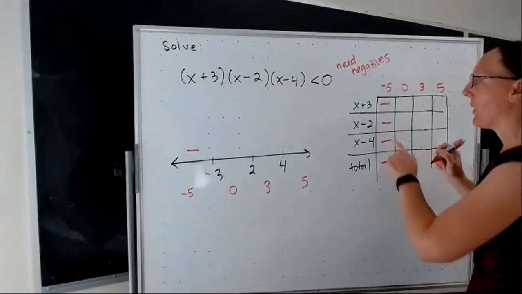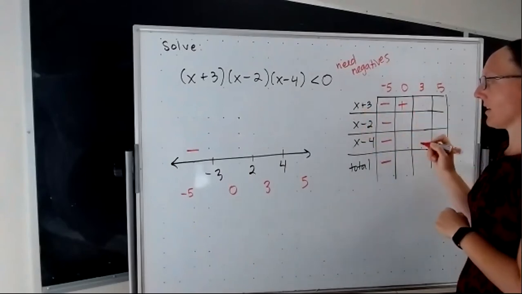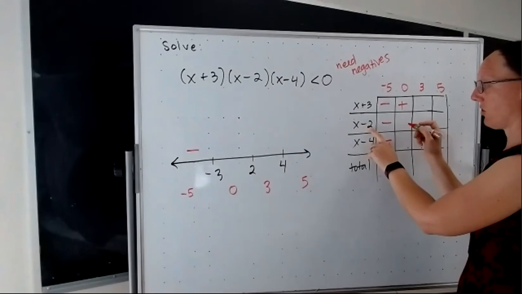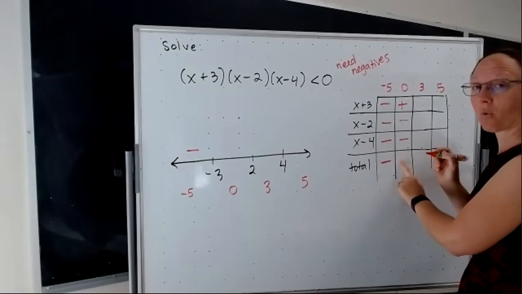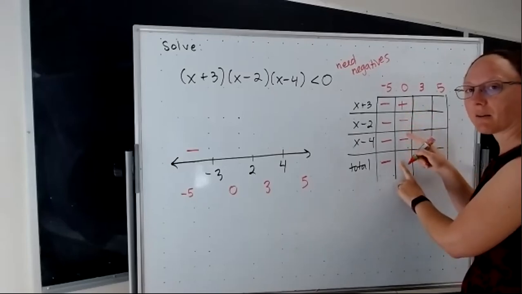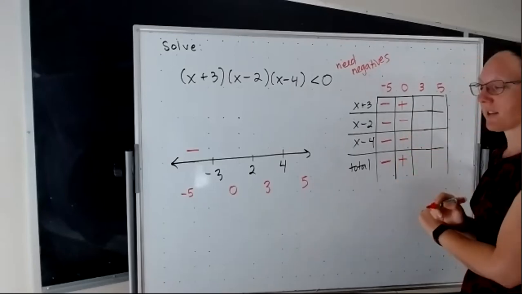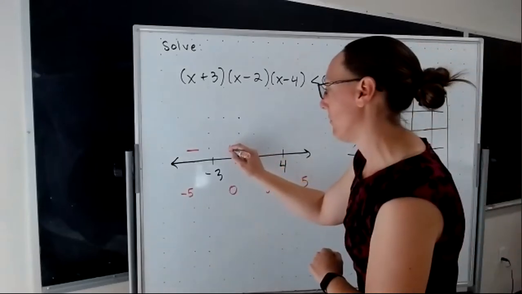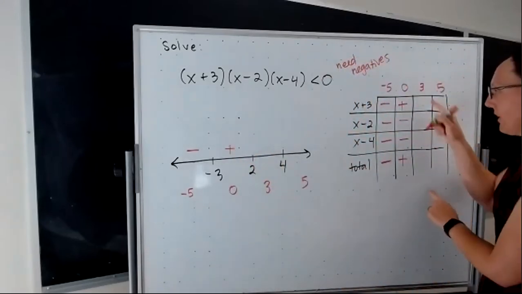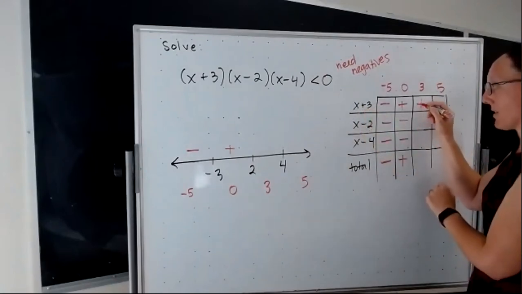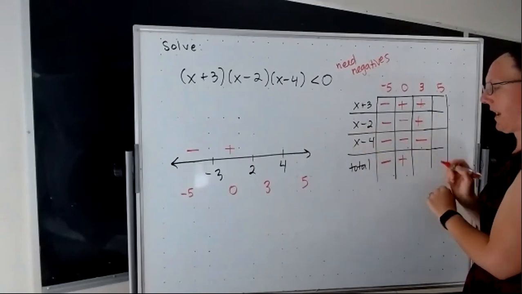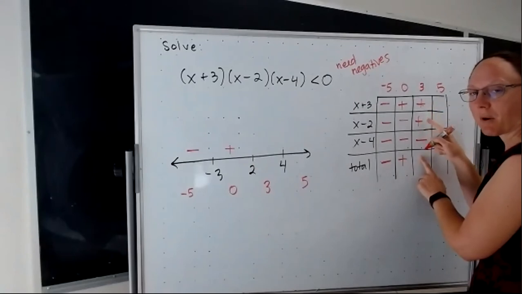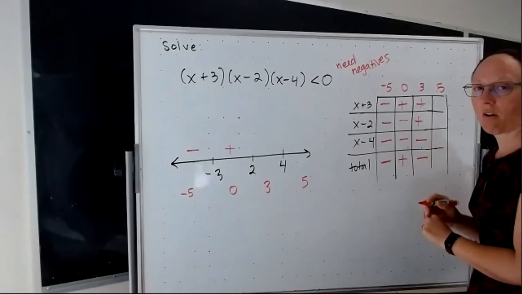When I think about putting the 0 in, 0 plus 3 is positive. 0 minus 2 is negative. 0 minus 4 is negative. And my overall would be a positive times a negative times a negative. So my overall here would be positive. If I plug in 3, 3 plus 3 is positive. 3 minus 2, positive. 3 minus 4, negative. Positive times a negative gives me a negative overall.